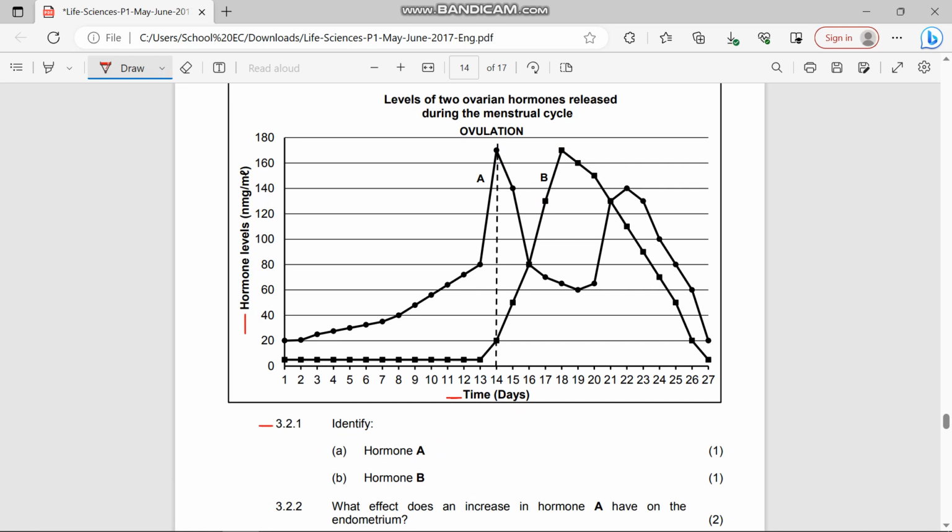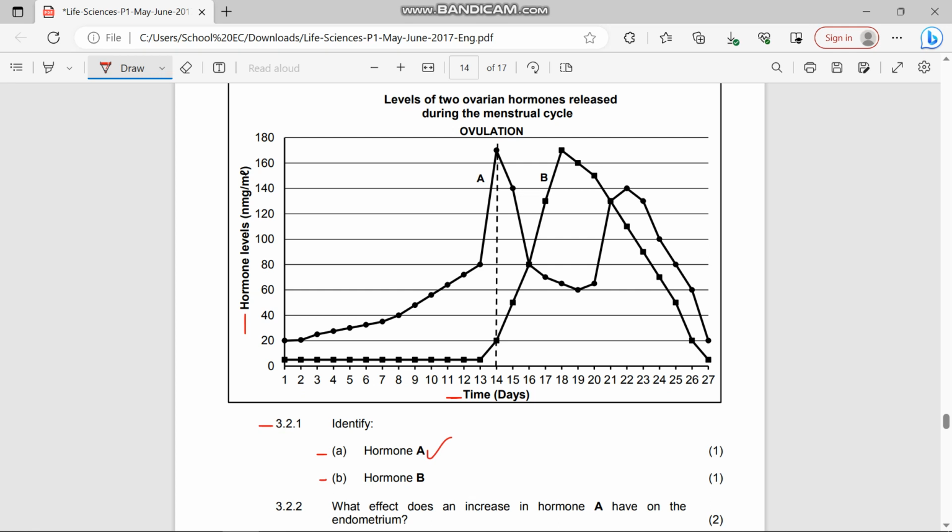It says identify hormone A and hormone B. So it's straightforward, guys. Hormone A in the ovarian cycle is going to be estrogen. Why? Because estrogen is secreted by the Graafian follicle just before the ovulation day, from around day 1 to day 13. During that time the Graafian follicle is still alive and still secreting this estrogen.